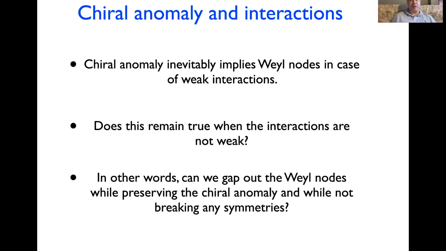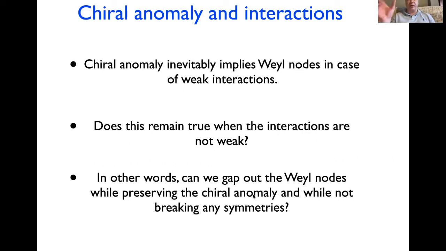Yeah, sure. So in the remaining few minutes, let me now talk about more exotic phenomena which have not yet been observed, but which can in principle arise in strongly interacting topological metals. What I discussed so far is in particular that the chiral anomaly inevitably implies Weyl nodes in case of weak electron-electron interactions. So a question one can ask is, does this remain true when interactions are not weak? Or in other words, can I gap out the Weyl nodes while preserving the chiral anomaly?